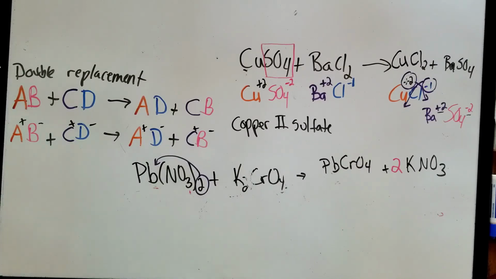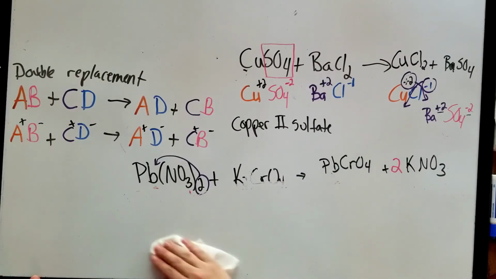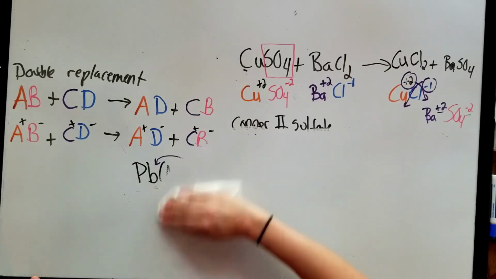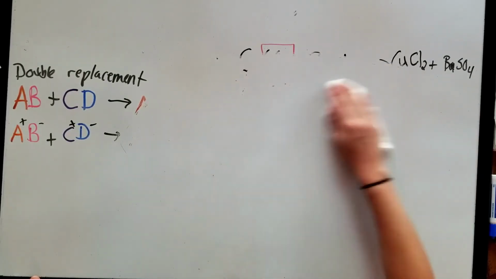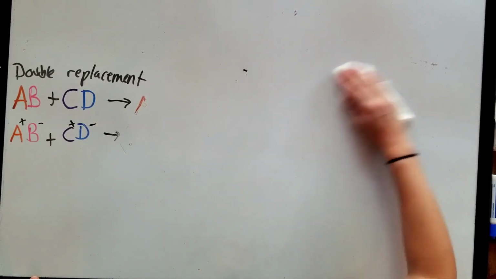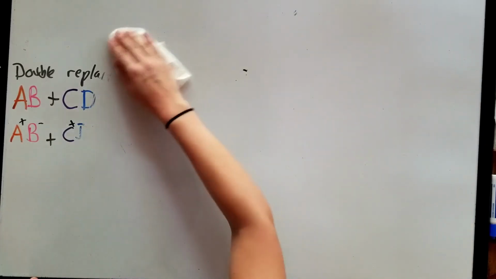All right, so hopefully that helps with the lab trying to predict your single replacement and double replacement reactions. Make sure that you are balancing them as well. For the double replacement reactions, use your solubility tables. Double replacement reactions only, use your solubility tables to figure out which one of the products formed a solid.